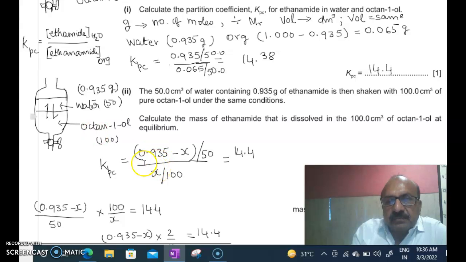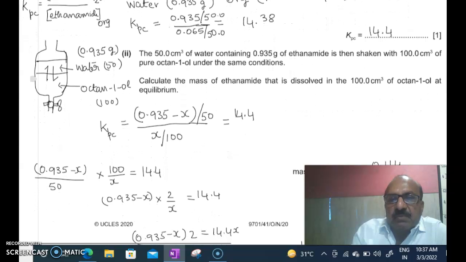So these are the amounts, but as I said that we need the concentrations, and I already explained before that we have to divide by the same Mr in the numerator and the denominator, and the volume should be converted into dm³, but because it's a ratio, the conversion factors get cancelled out, so no need to take that into consideration. But this partition coefficient is already known to be 14.4 from the previous calculation, and the system remains the same, the temperature remains the same, therefore the partition coefficient remains the same. So this is the partition coefficient, and now simply you have to solve it.